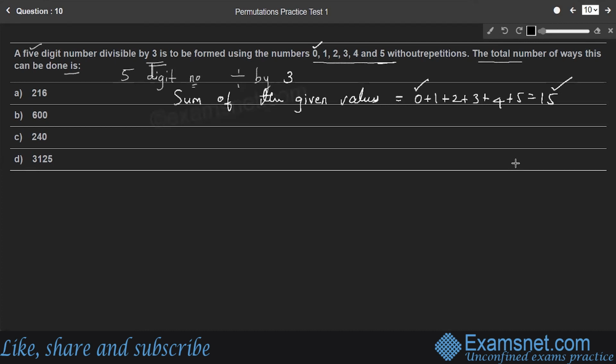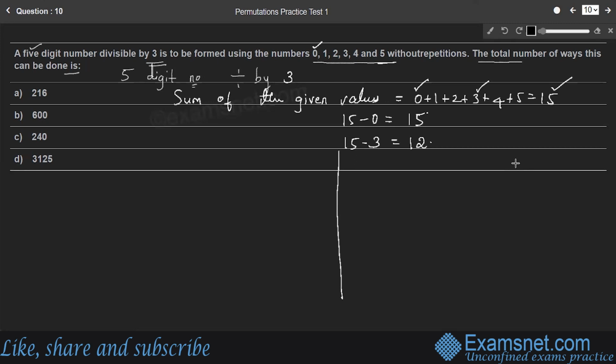Either 0 or 3 can be neglected. If you avoid 0, the sum of the values is 15 minus 0, which is 15 again, divisible by 3. And also 15 minus 3: if you neglect 3, the sum of the values becomes 12, which is again divisible by 3. Therefore, there are two ways in which you can solve this.